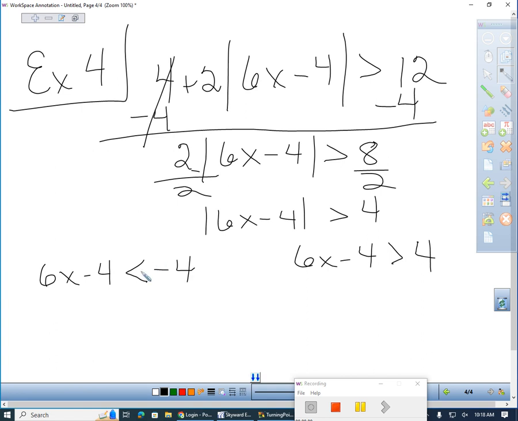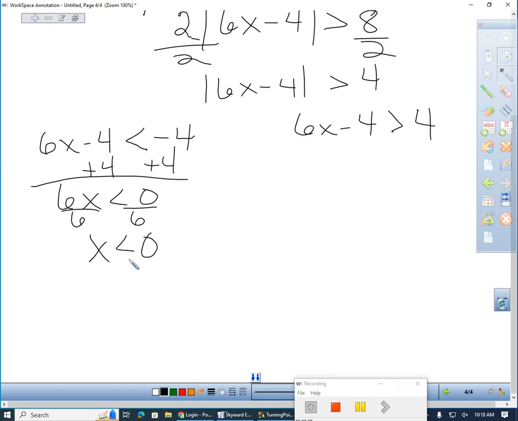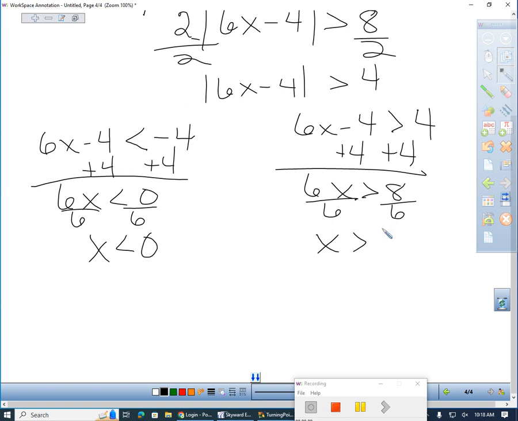Now we're going to solve both of them, starting with the left-hand side. I'm going to add 4 to both sides. I get 6x is less than 0. Divide both sides by 6, and x is less than 0. Over here, I'm going to add 4 to both sides. I get 6x is greater than 8. Divide both sides by 6, and x is greater than 4/3.